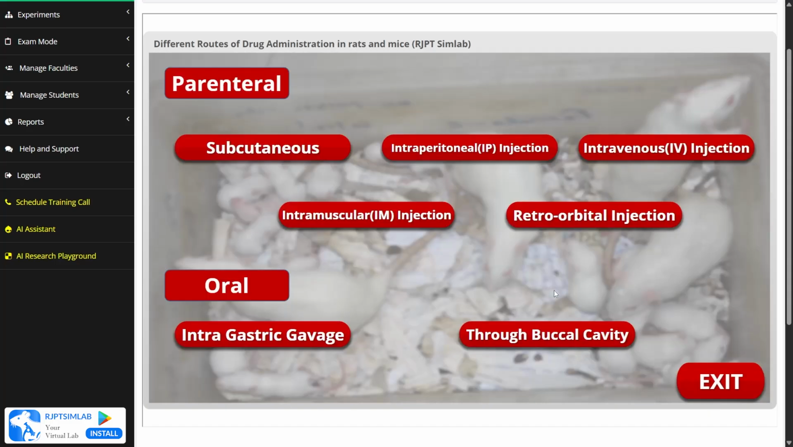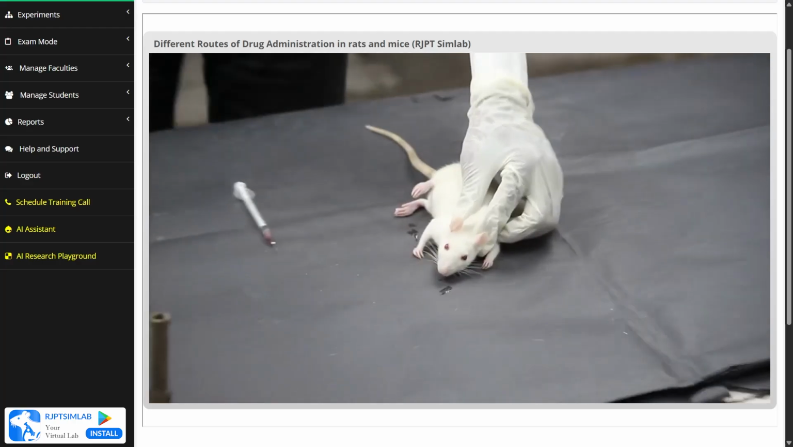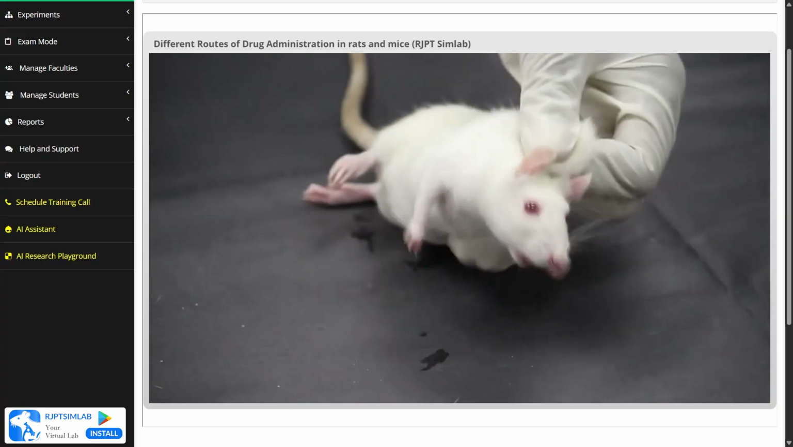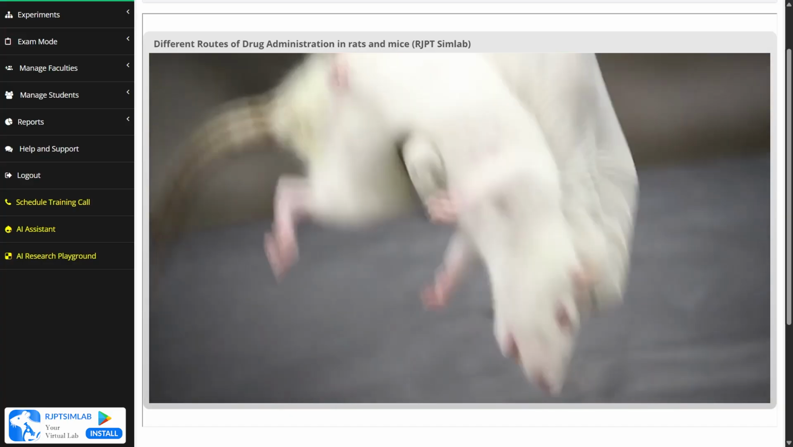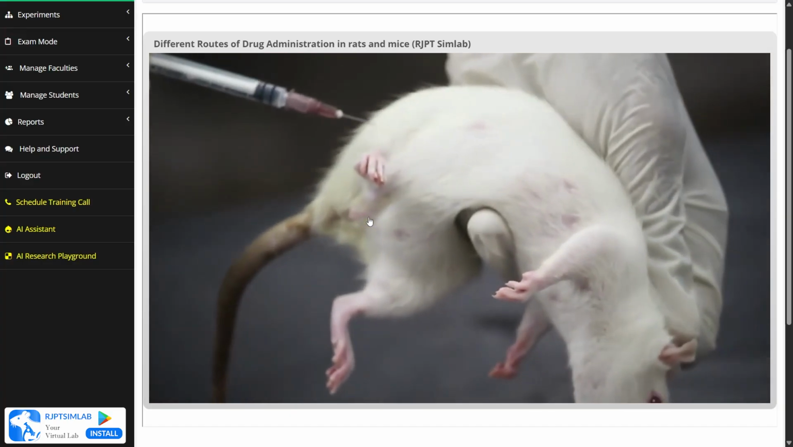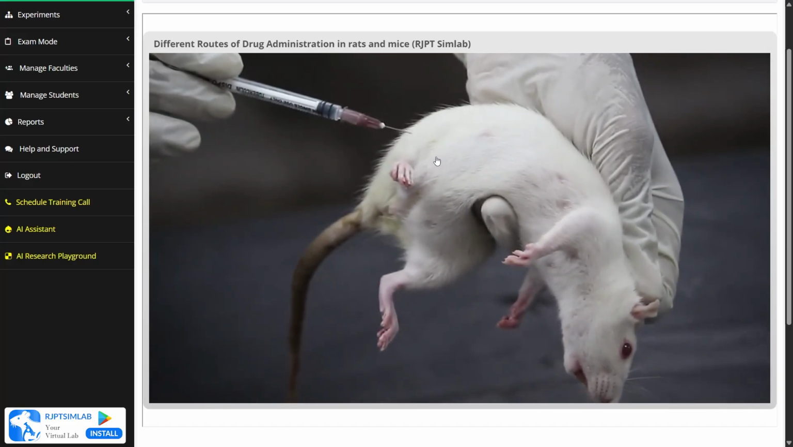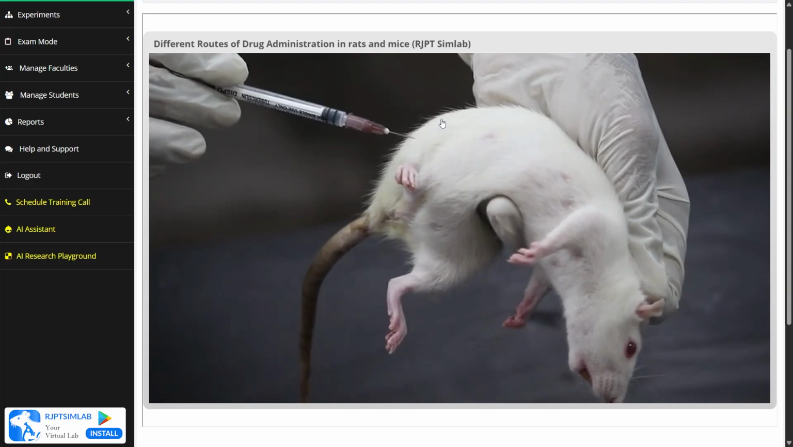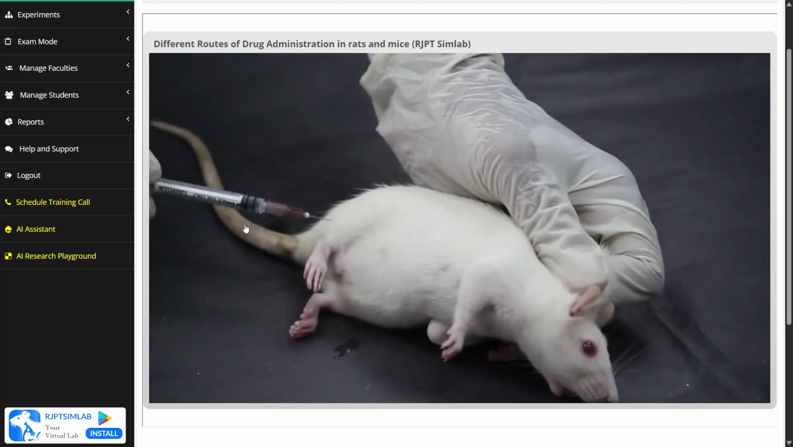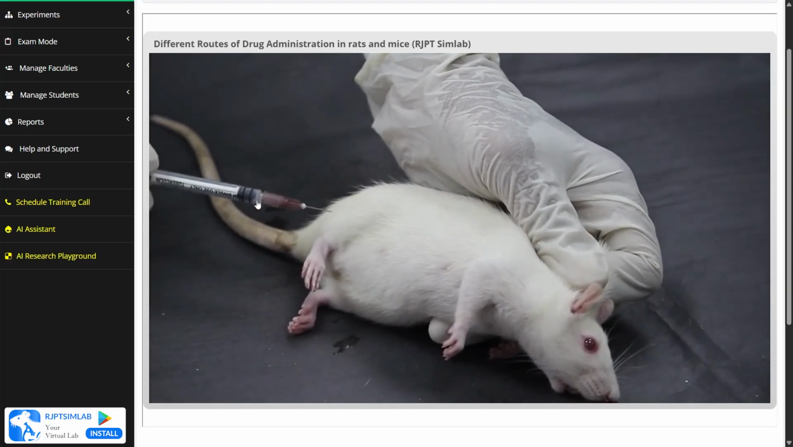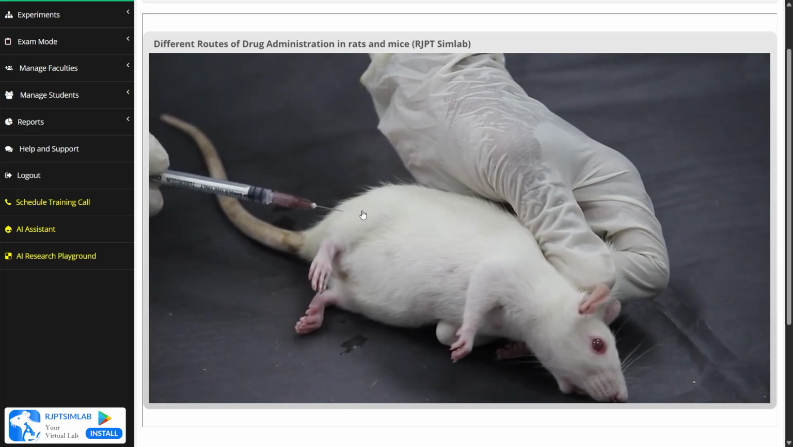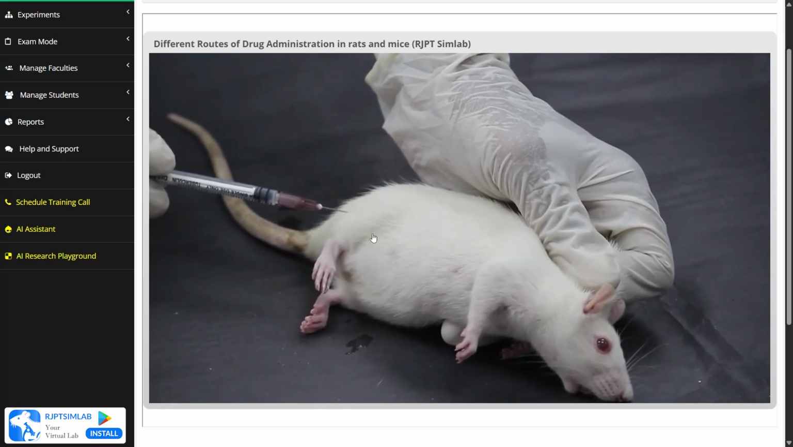Now let's move on to our fourth method, which is the intramuscular injection. In the intramuscular injection, we insert the drug-loaded syringe and needle into the muscular region of the rat. As we can see, we are inserting the needle into the thigh muscles of the rat, which is a very muscular part. This is our syringe loaded with the drug.